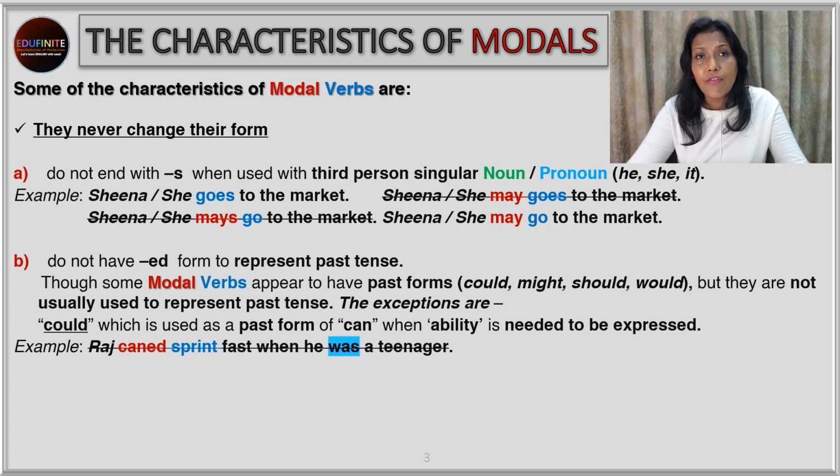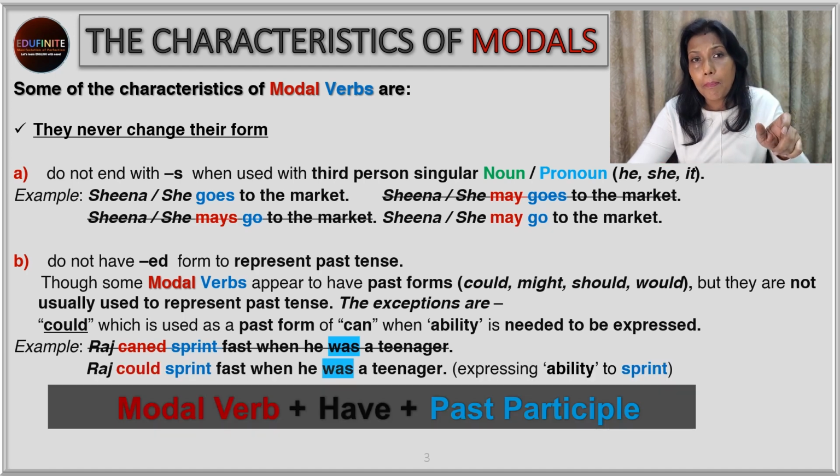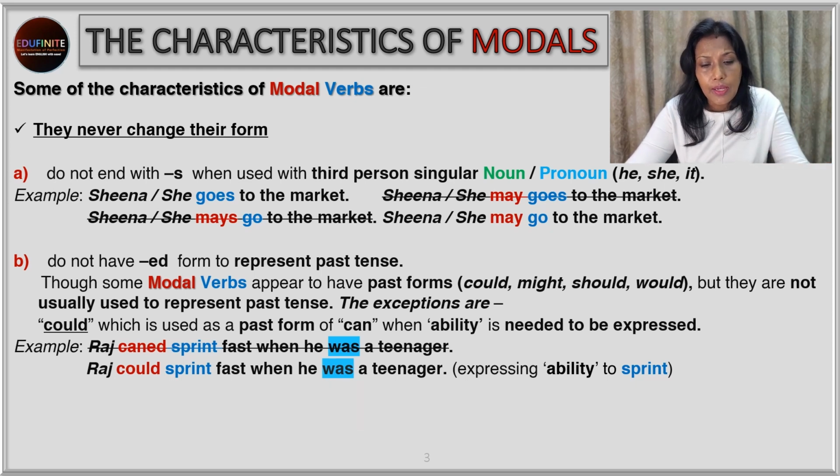Other than that, we have to use the formation: the modal verb plus have plus the past participle of the verb. That's how the reference to the past tense is done in most of the cases, which we'll see later on. Well, now let's look into an example to understand it.